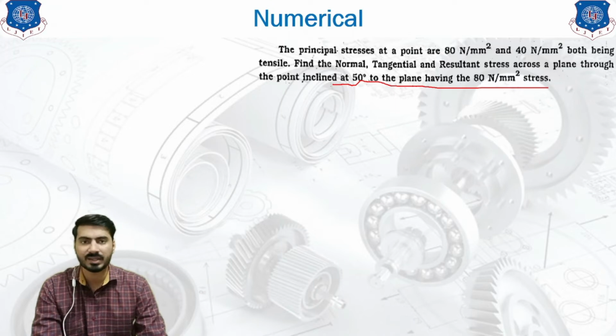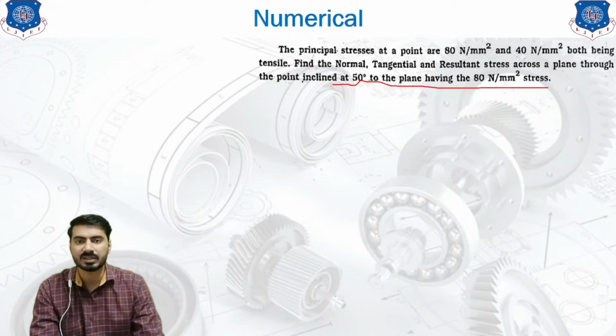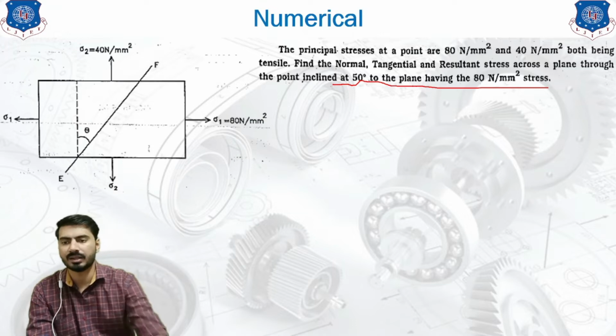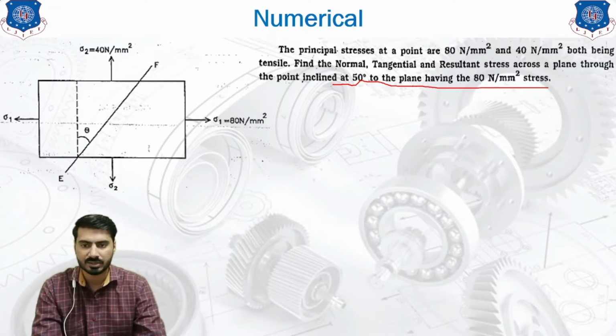So they have not given any figure, so we can make this diagram on our own. So we have made this diagram. As you can see, we have taken two stresses. Given stresses are considered as direct stress or the principal stress. So first of all, they have given 80 Newton per mm square, and the second one as 40 Newton per mm square. So we have taken 80 in this direction and 40 in this direction.